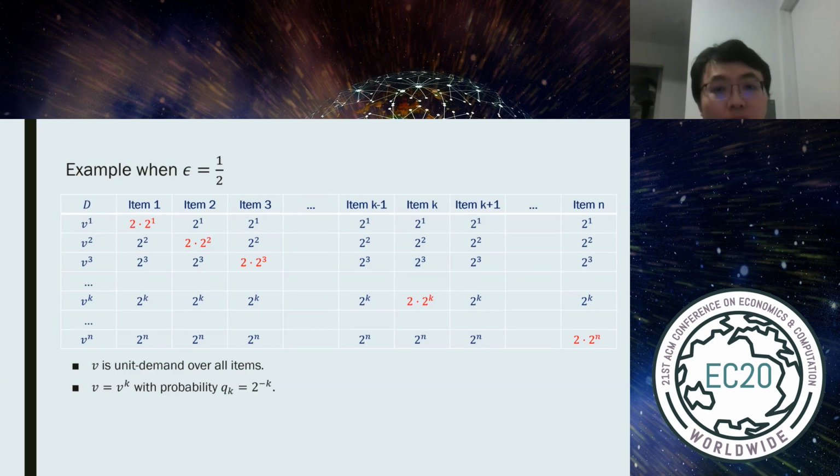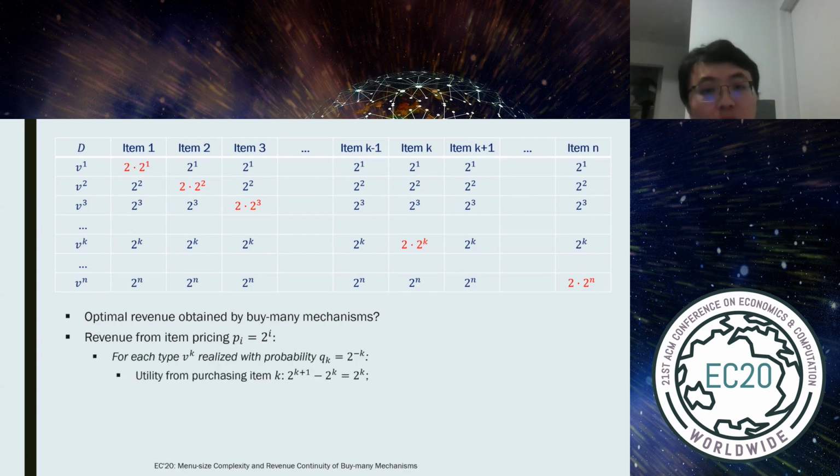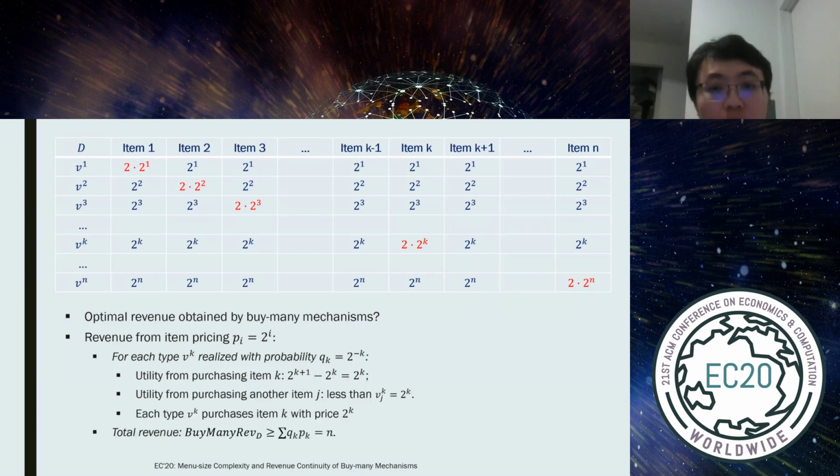So what is the revenue we can get from this distribution? We'll consider the item pricing that has price 2^i for each item. And for any buyer of type k, her utility of purchasing item k is 2^k, while her utility of purchasing any other item is strictly less. So this means that her payment is going to be 2^k, and the expected payment over all buyer types is going to be n.